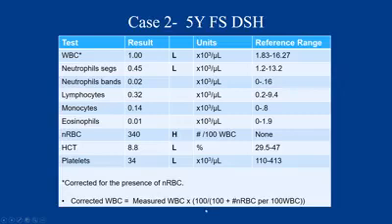And so there is this correction formula that you can use and look up. Don't memorize it, it's not worth it. That corrects your white cell count for the presence of nucleated reds, and then we do our differential off of that.